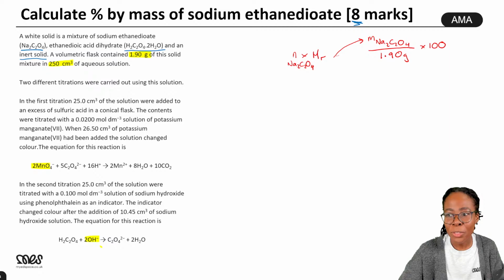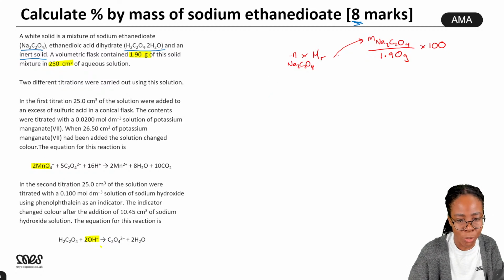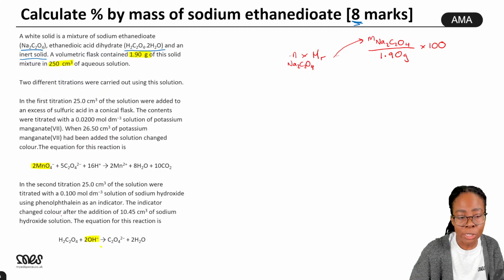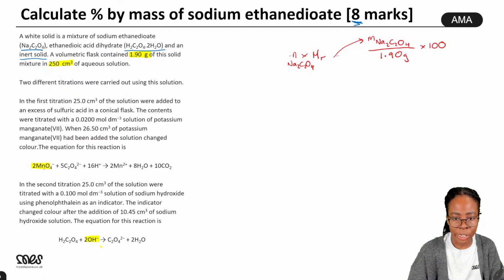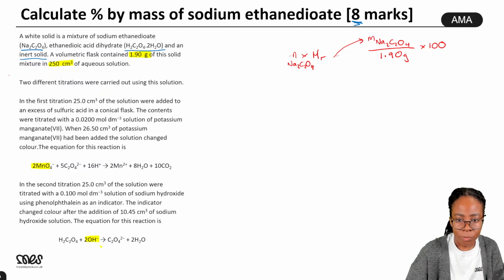Now the question is, how do we get the moles of the sodium ethanedioate? That's where things start to get a bit more complicated and where we have to look at this question really carefully and at what these two titrations are telling us. Let me write this out. In our mixture, we've got sodium ethanedioate, and the ethanedioic acid.